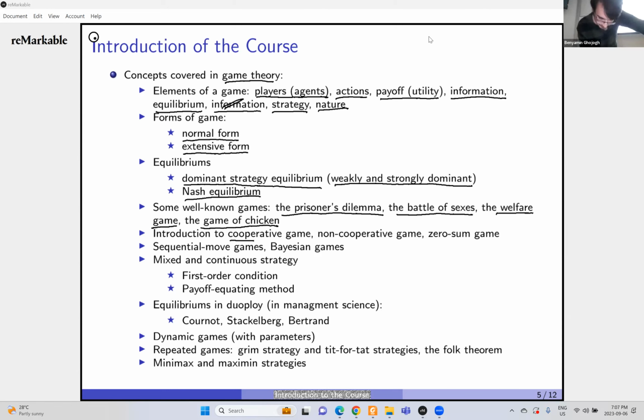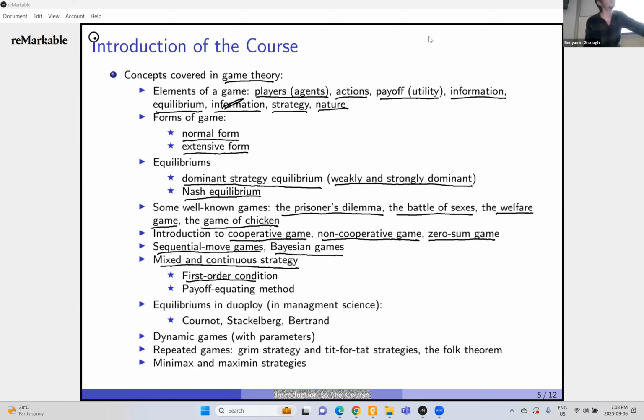Introduction to cooperative game, non-cooperative game, zero-sum game, sequential move game. So it means that I do something, then the other person does something. Then I do something, right? Bayesian games, which work with probabilities. Mixed and continuous strategy. So we will see what these are.